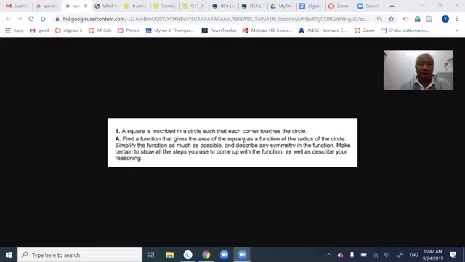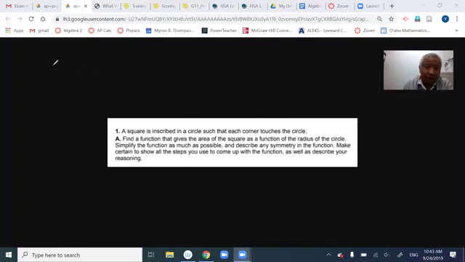Okay, let's look at this question. They said a square is inscribed in a circle such that each corner touches the circle, right?